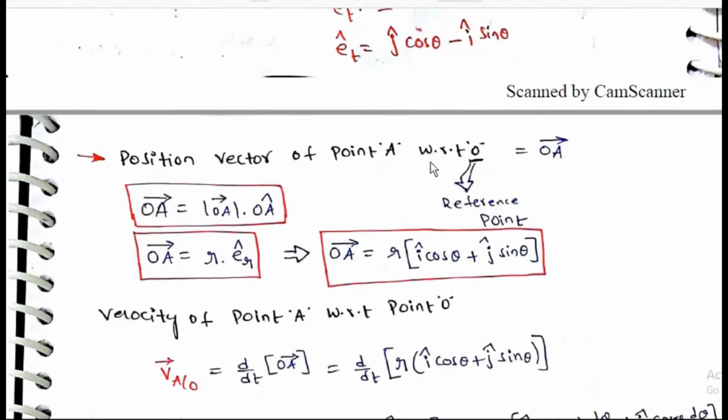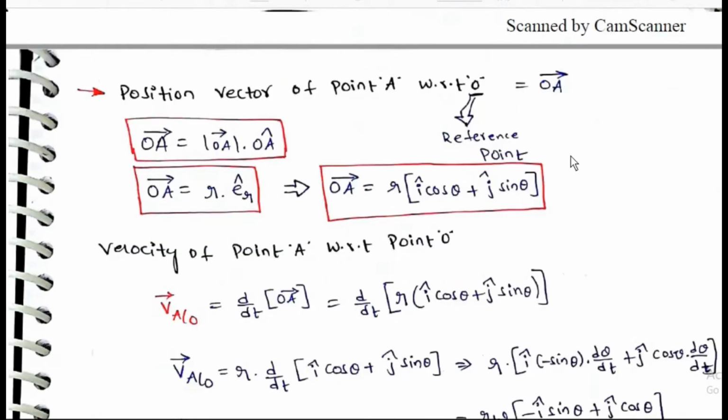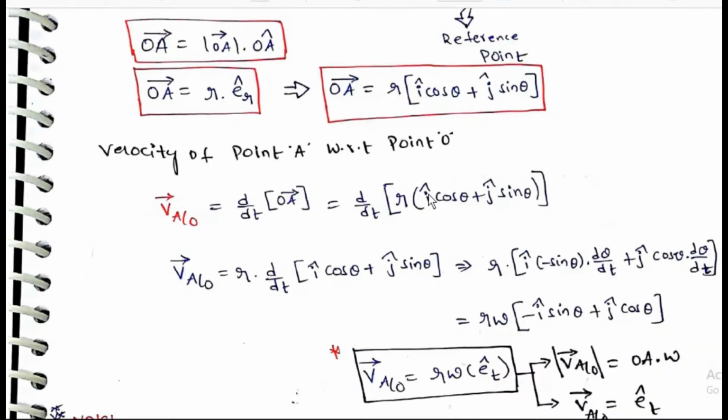Position vector of point A with respect to O is OA bar. OA bar is equal to mod of OA bar times OA cap. OA bar is equal to R ER cap. So OA bar is equal to R times (i cap cos theta plus j cap sin theta).